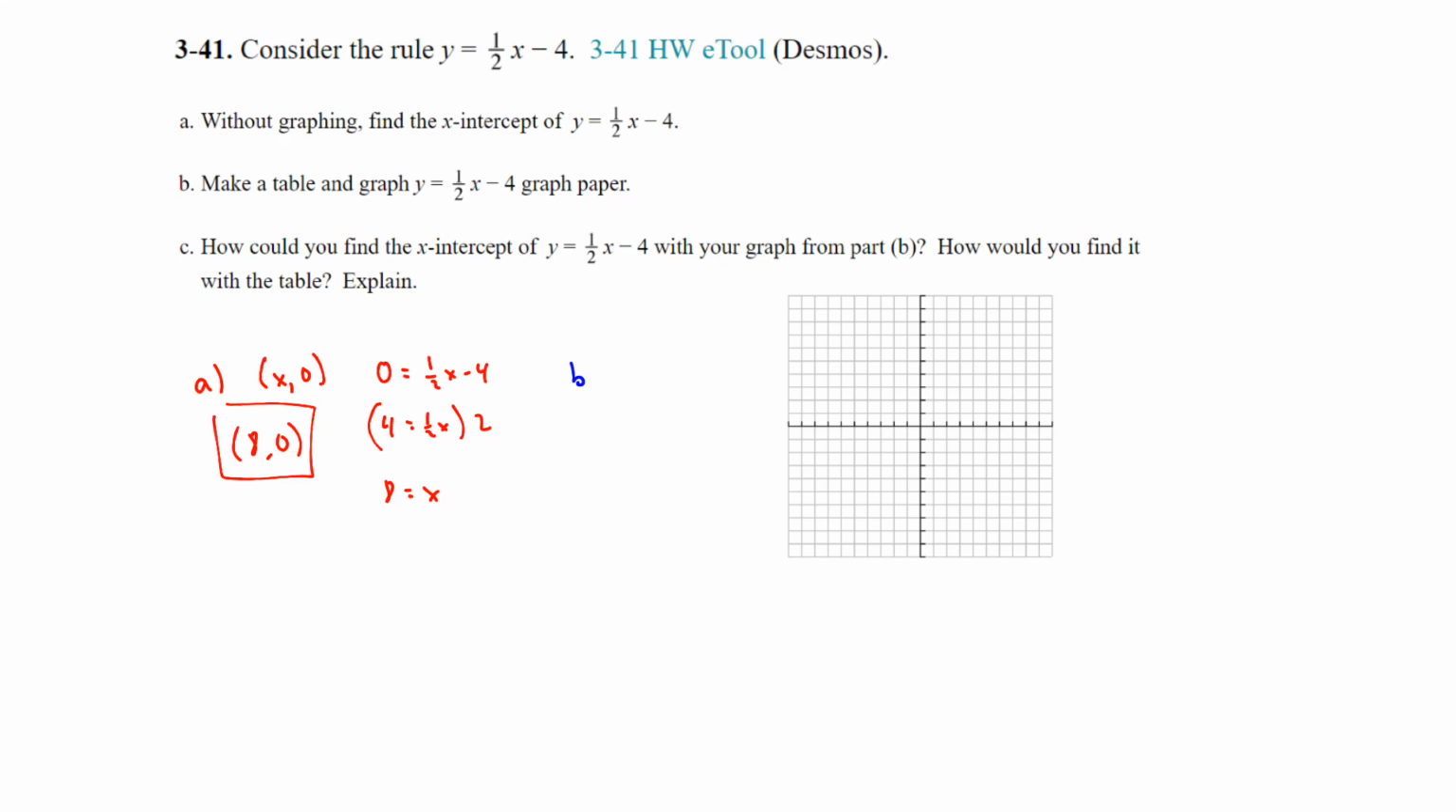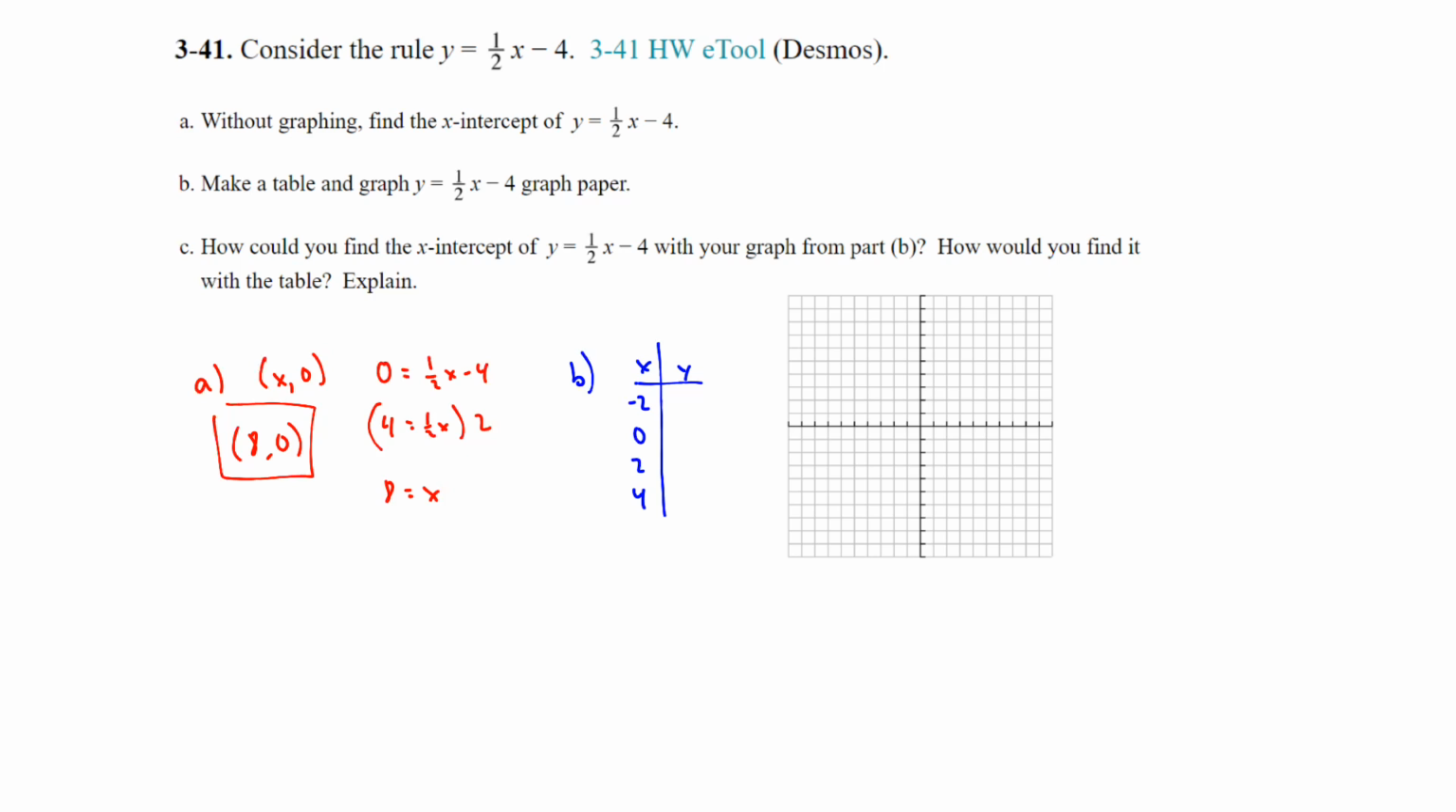Now we don't really need a table to do this. We've done these enough now where hopefully we can use the slope and the y-intercept to graph. But if we create a table, we can pick values of x. Now if it's going to get multiplied by 1/2, I want to pick values of x that are not going to give me fractions. So I'm going to just say -2, 0, 2, 4.